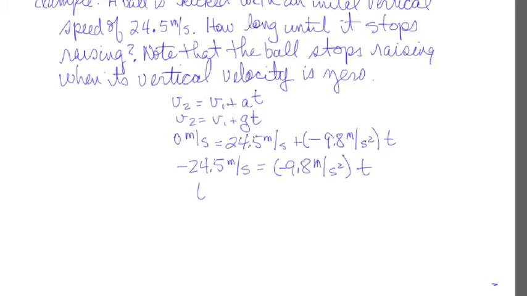So we have t is equal to minus 24.5 meters per second divided by minus 9.8 meters per second squared, giving us a time of 2.5 seconds. And I know you understand this, but a negative divided by a negative is a positive.